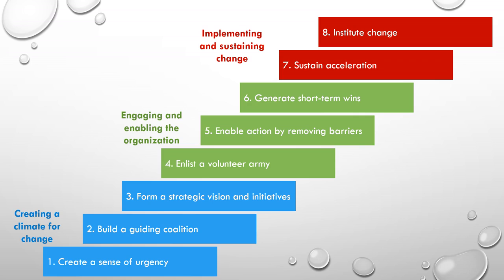In the second big group, we're engaging and enabling the organization. So you want to enlist a volunteer army here. He originally used that to mean communicate your vision, which is the same thing. Then enabling action, and to do that, you're removing barriers. The third step in that category is to generate short-term wins, which I think we're terrible at in medicine. We want to have it all at once, but that will be a failure if you do that.